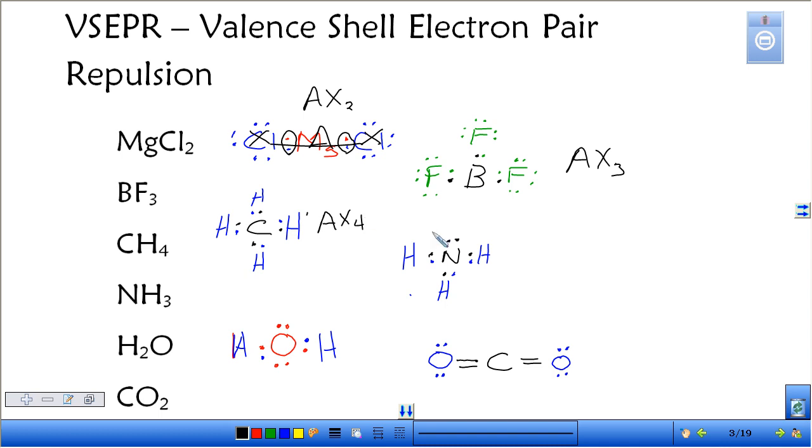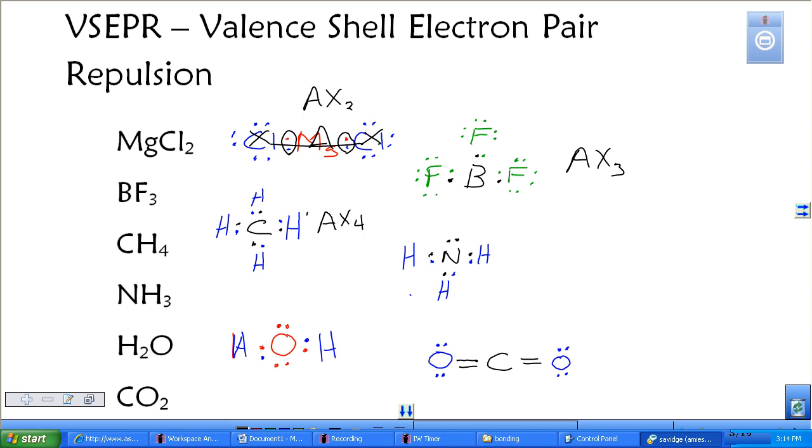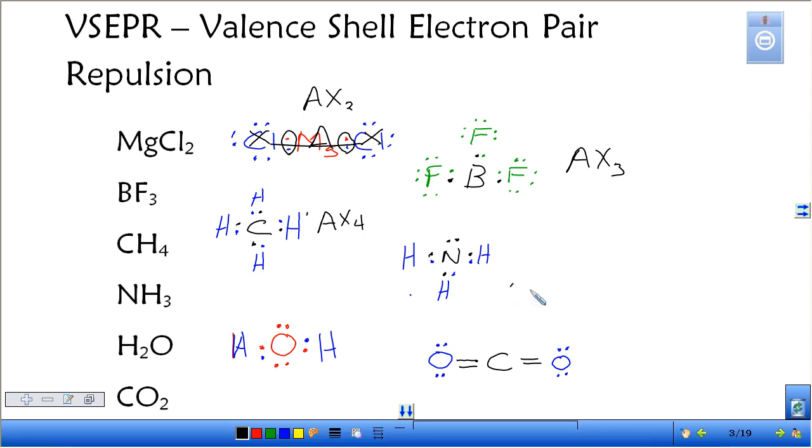So what we need to do next is talk about what happens when we have a pair of electrons coming off of an atom. As we look at this next one, we have a pair of electrons sitting up here. It's valence shell electron pair repulsion, so that pair is going to cause some repulsion of these other 3 pairs. And so we're going to describe it. We're going to call that E. And so this is going to be an AX3.